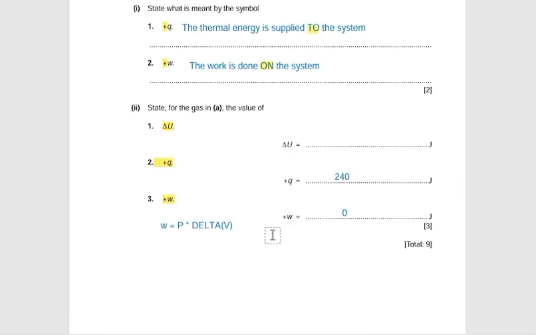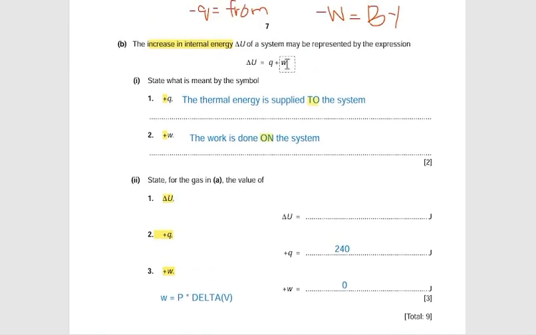And now once we're done with these two, you'll see how easy this gets. We can see the equation that's connecting all these three is this. We have 240 plus 0, and that simply gives us the answer 240, and that is it for the change in internal energy. And this is it for this question as well.